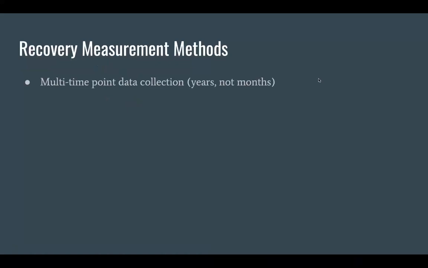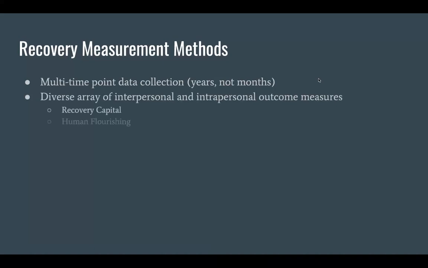As we look at recovery science too, and again, providing an overview of how this work moves forward, here's the way that we have situated recovery measurement methods. So if you remember back from a few slides ago, it's not just a binary outcome of percent days abstinent or whether or not somebody has a positive or negative urinalysis, but we're looking at longitudinal data collection, so multi-time point data collection in years, not months, and a variety of interpersonal and intrapersonal outcome measures, many of which you might be familiar with and some not.